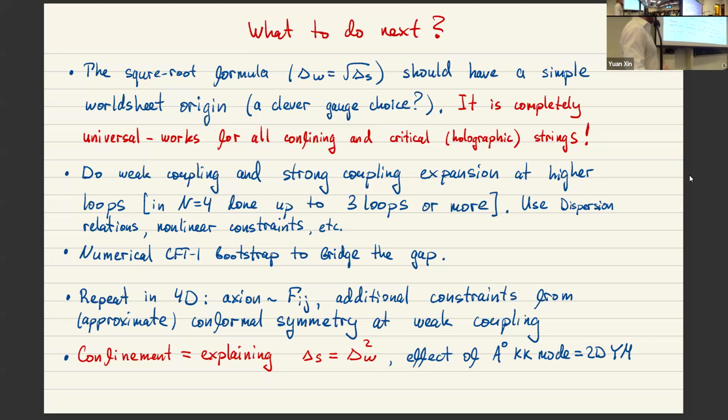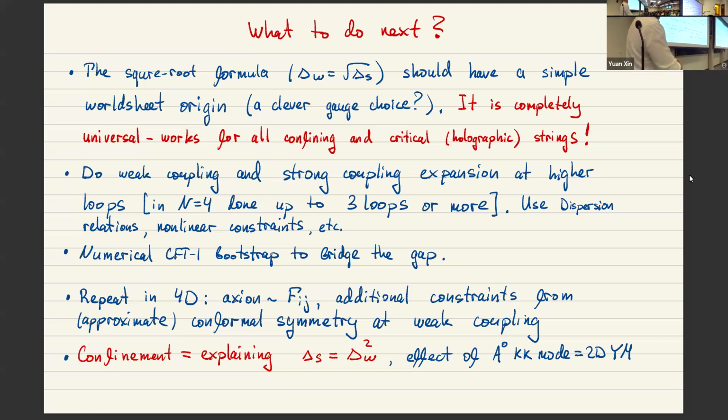So now we have some new ingredients. We have the axion field, right, that maps to Fij at weak coupling, and then we have some additional constraints from approximate conformal symmetry. Now I'm not talking about the 3-dimensional conformal symmetry. I'm talking about 4-dimensional conformal symmetry, which is true in the UV in AdS.